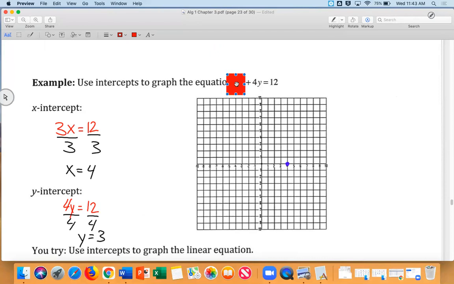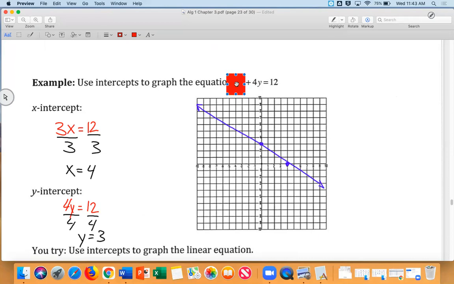So now I come over here and put a point at 3 on my y-axis. And then ready for this, Nate? And then I just connect my dots. And then problem's done.